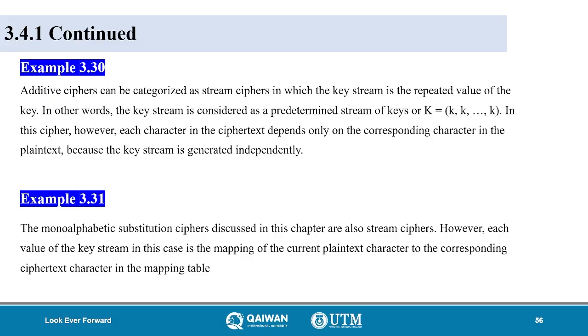Now, example 331 would be the monoalphabetic substitution cipher discussed in this chapter, which are also stream ciphers. However, each value of the key stream is in this case our mapping of the current plain text character to the corresponding ciphertext in the mapping table.